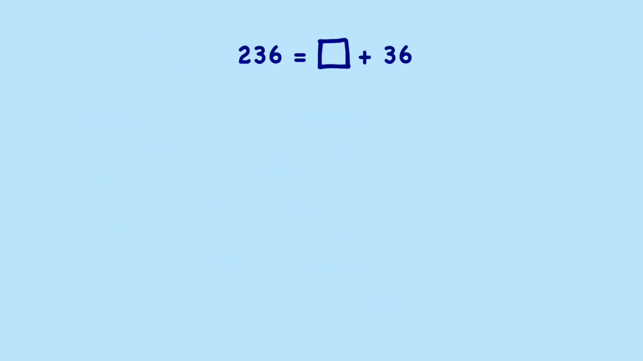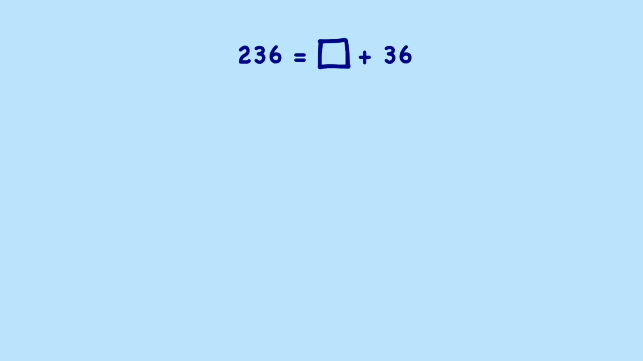Now let's look at how we can use the partitioning and place value of numbers to find missing digits. So here I have 236, and it's showing me that is equal to something plus 36. So if I already have 36, what do I need to add to it to make 236? So let's draw ourselves a place value chart to help us.